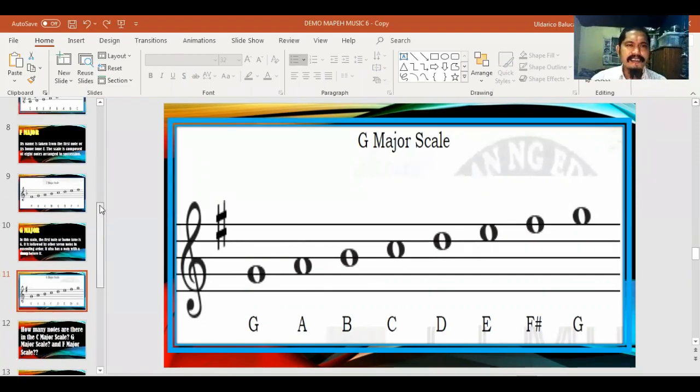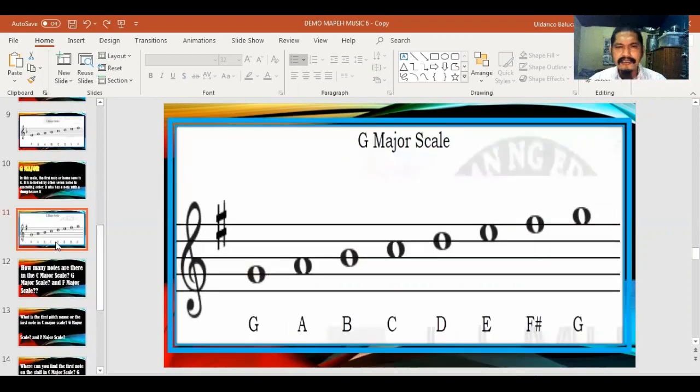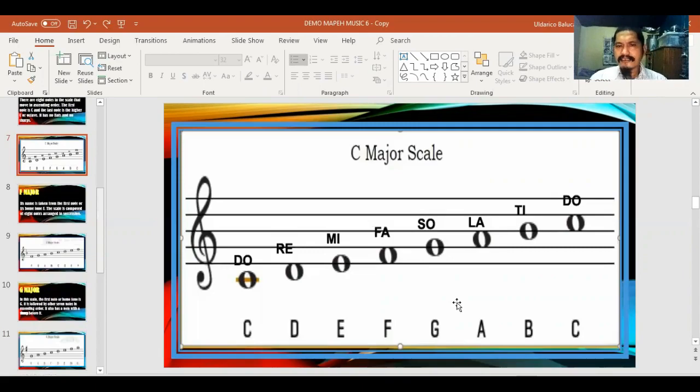Bakit sa second line siya nilagay? Let's take a look at the C major. The G. Saan ba nakikita yung G dito? Yung G ay nasa second line. And the corresponding solfa syllable of G is sol. Ito. Now, on G major, kaya dyan siya nagsisimula. Dyan siya nakikita sa second line. And the corresponding solfa syllable of G is sol. Yan, sol.